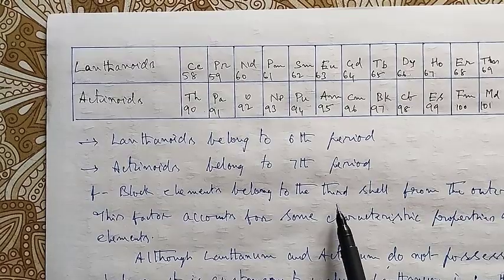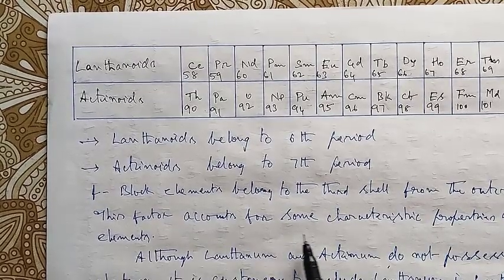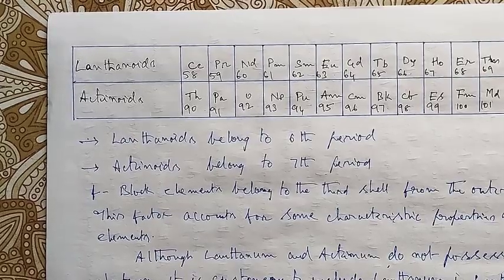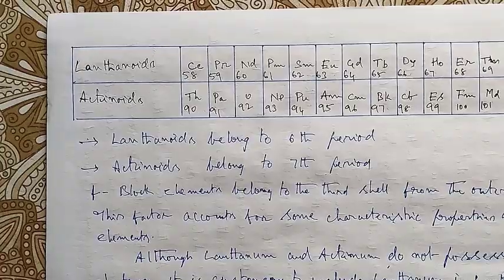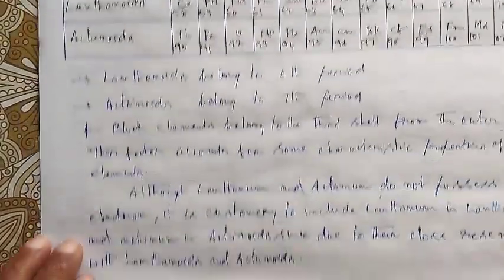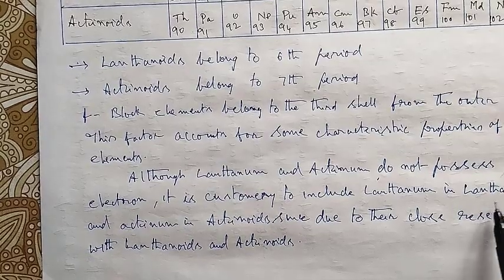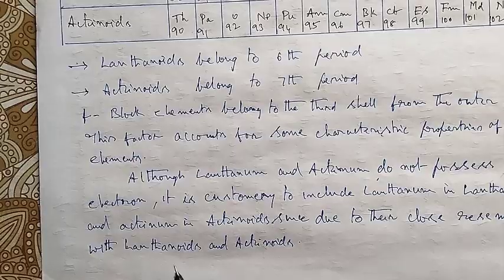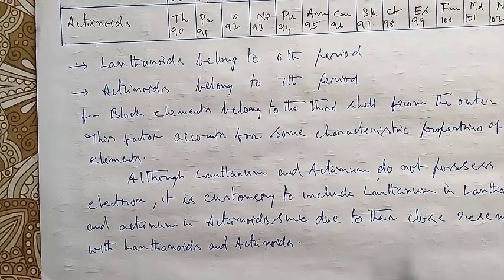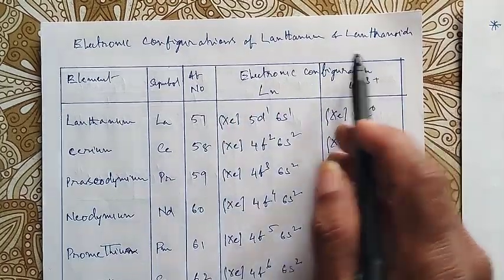F block elements belong to the third shell from the outer shell. This factor accounts for some characteristic properties of these elements. Although lanthanum and actinium do not possess any f electron, it is customary to include lanthanum in lanthanoids and actinium in actinoids due to their close resemblance with lanthanides and actinoids. Now let us see the electronic configurations.